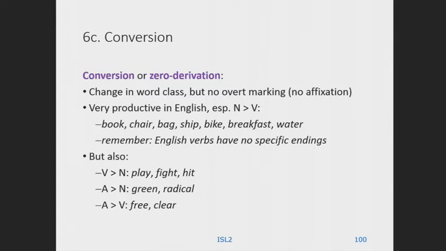Therefore, we can take many things and just say, okay, let's make it into a verb. Let's say I'm chairing a meeting and I'm booking a train. But it also works for nouns. So to play, and then I have a play, or the adjective free, but I can also free the prisoners. This is what we call conversion or zero derivation.